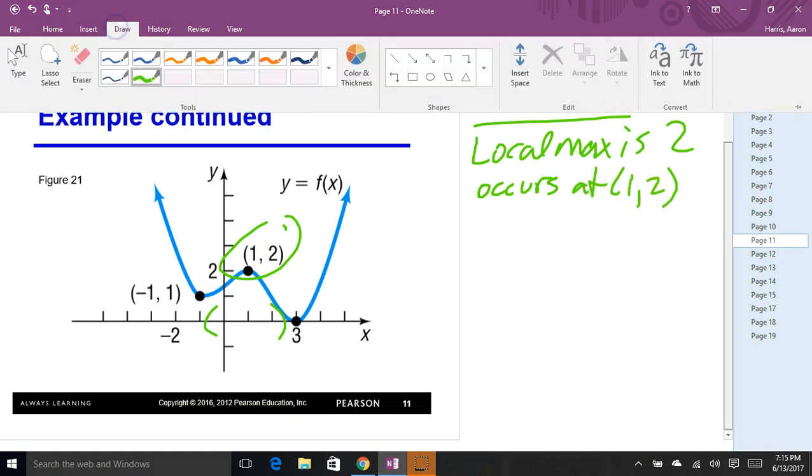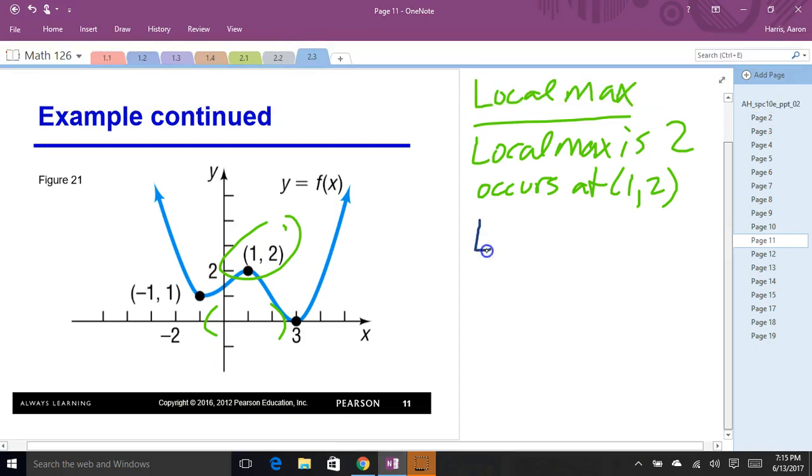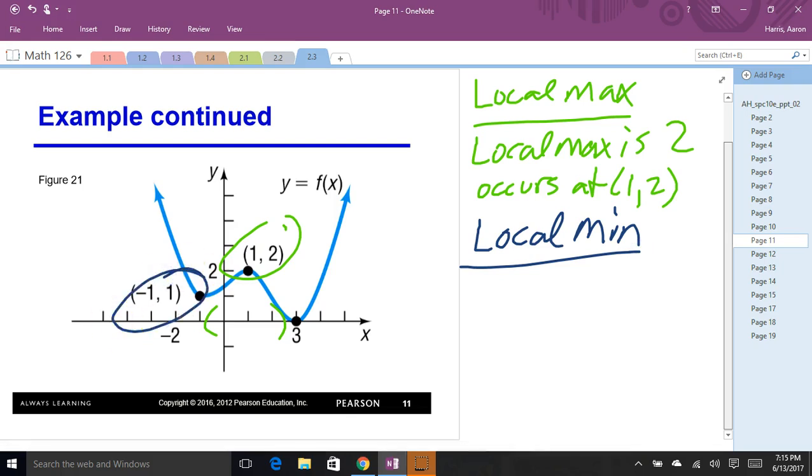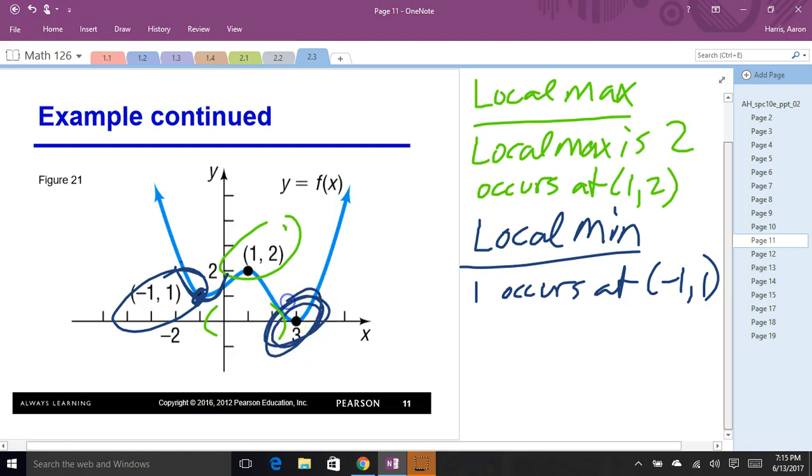Now, do you have a local min? You bet, here's a local min. It's the bottom of a valley. It just happens right there. So the local min is 1, and it occurs at negative 1, 1. You also have a local min right here, another bottom of a valley there. So the local min is 0, and it occurs at 3, 0.